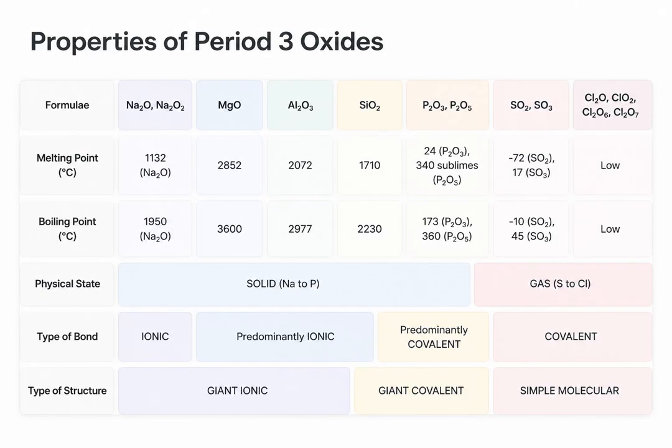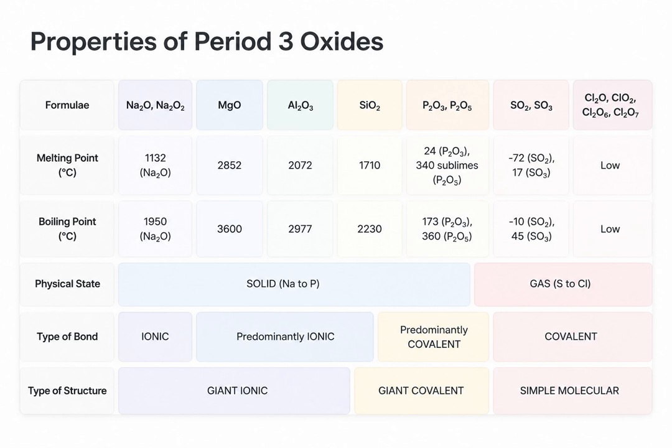Moving right into the compounds of period 3 elements, let's first examine their oxides. As we look across the period from sodium to chlorine, we see a distinct shift in physical properties. The melting and boiling points start high with sodium and magnesium oxides, peak at magnesium oxide, and then generally decrease as we move towards sulfur and chlorine oxides.